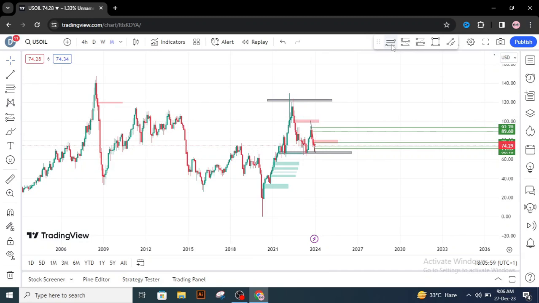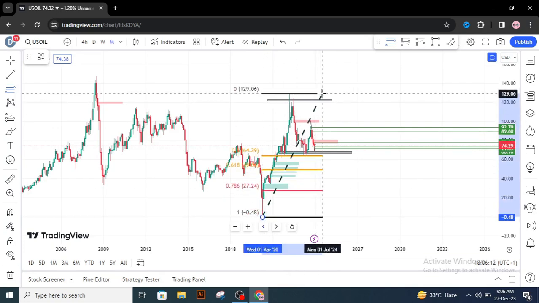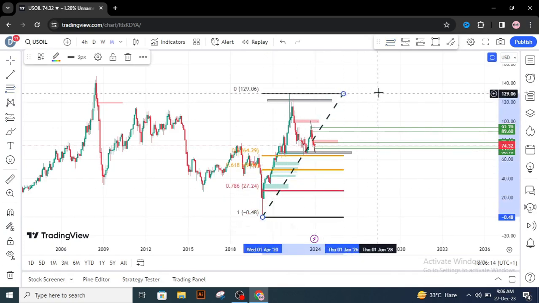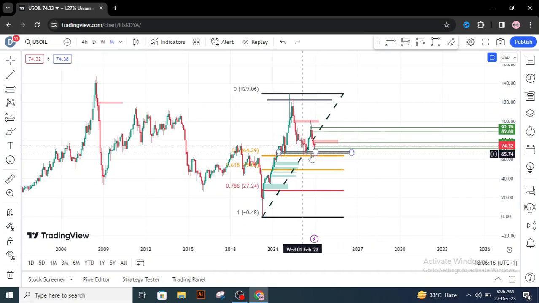And if you use your Fibonacci tool, you will discover that this retracement is at the Fibonacci golden zone. Look at it. You can see this is the Fibonacci 50% retracement zone. So this shows that there is a possibility that this market might actually go up from there.